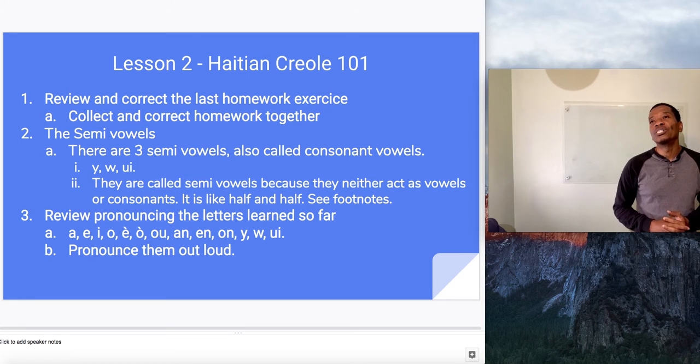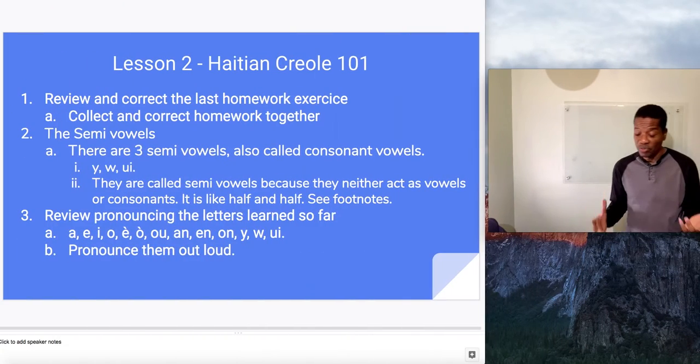It's because, to be honest with you, you know a couple of them, not all of them. You know two of them as consonants in English. We also know them as consonants in French. But in Haitian Creole, they don't qualify as consonants. We're going to see why. That's why we call them semi-vowels or consonant vowels.